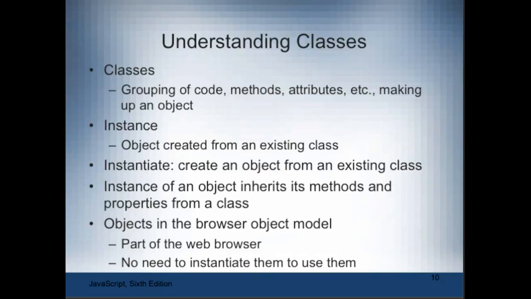To use the bank account class, you create an instance of the class. A particular instance of an object inherits its methods and properties from a class. That is, it takes on the characteristics of the class on which it was based. The bank account object, for instance, would inherit all of the methods and properties of the bank account class. In object-oriented programming, the code, methods, and attributes and other information that make up an object are organized into classes.